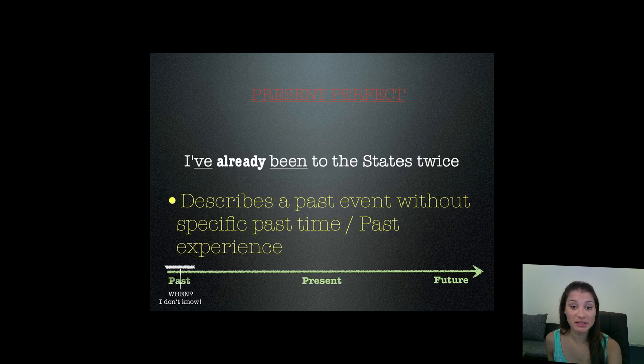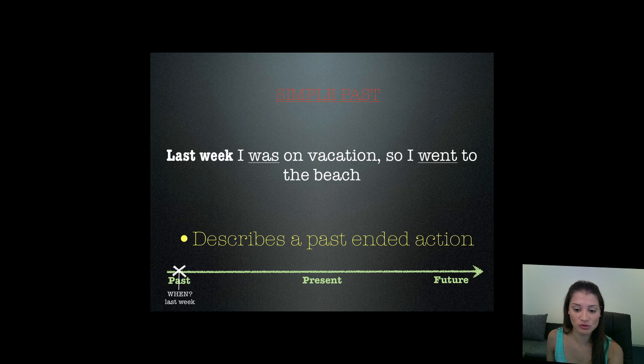Now we have the next sentence, which is present perfect. I've already been to the States twice. Describes a past event without a specific time, a past experience. What I'm saying is that this means the past, just like the sentence that we analyzed before. Let's go back to it. Do you see that? It's also the past.